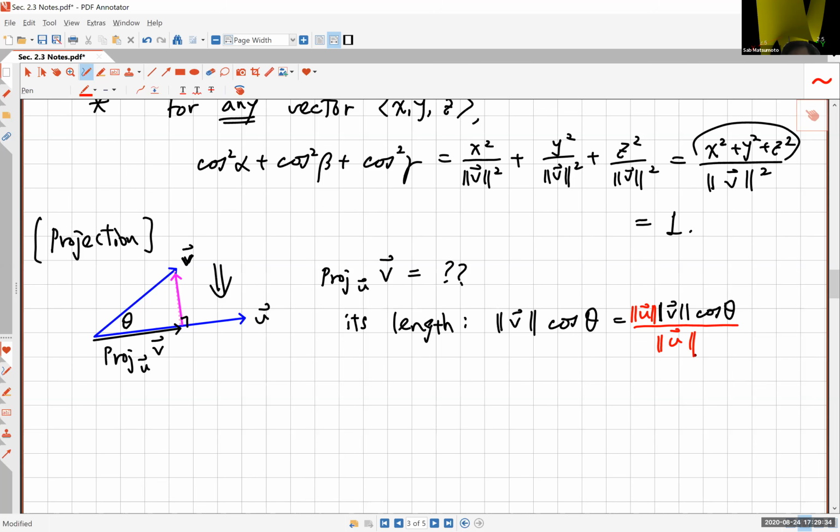See what I mean by that? I haven't changed the quantity, right? And of course, this is u dot v divided by the norm of u. Okay, that is pretty simple. So that's the length of this projection I want. Now, the projection of v onto u is u dot v divided by the norm of u.